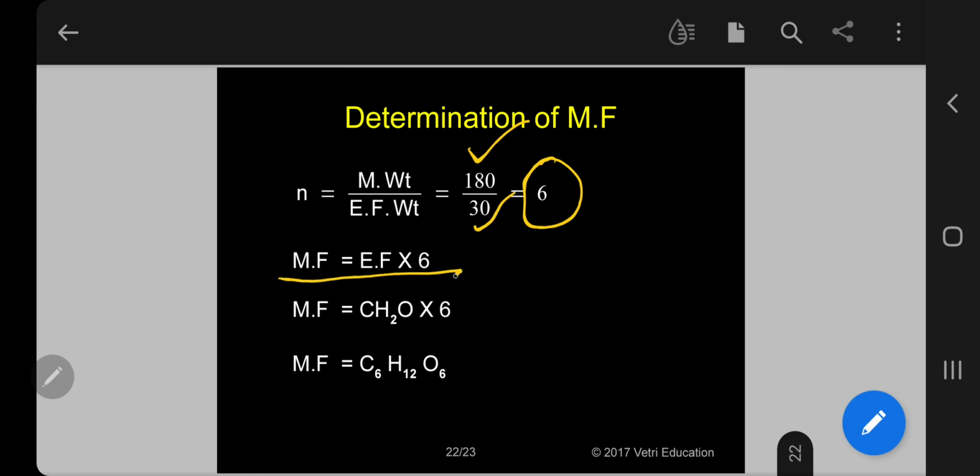So molecular formula equals empirical formula into 6, or I can simply write empirical formula CH2O into 6, which is C6H12O6, nothing but glucose or fructose. So this is the way we have to determine the molecular formula. Dear students, kindly understand this is the method we have to follow. In the case of determination of empirical formula and molecular formula, we have to follow 4 steps in each case. I hope you have enjoyed the class.